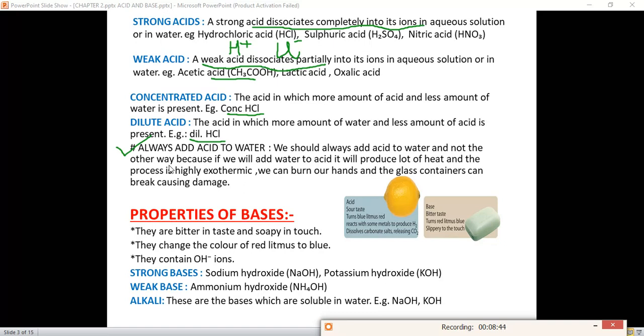So we should always add acid to water slowly, very slowly and with constant stirring. We should never add water to acid, remember this one. We should always add acid to water and not the other way, because if we add water to acid, it will produce a lot of heat and the process is highly exothermic. Highly exothermic means a large amount of heat is evolved in that process. We can burn our hands and the glass containers can break, causing damage. So we should always add acid to water in a very slow process and with constant stirring. We should never add water to acid.